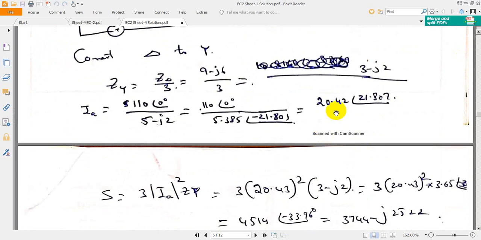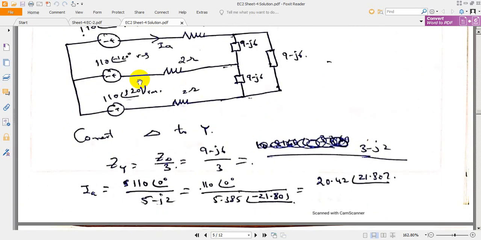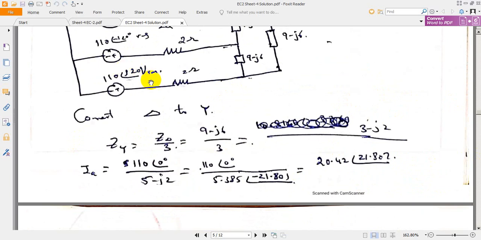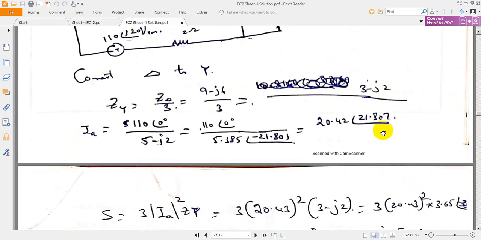If you get the same question in the examination, you can identify all three currents. Simply, IA is the value we got, then IB will be 20.42 at an angle of 21.807 minus 120. The same value, we add minus 120, and you get IB. Similarly, IC will be 20.42 at an angle of 21.807 plus 120. You will get the IC current value.